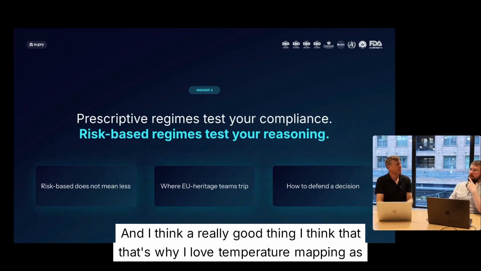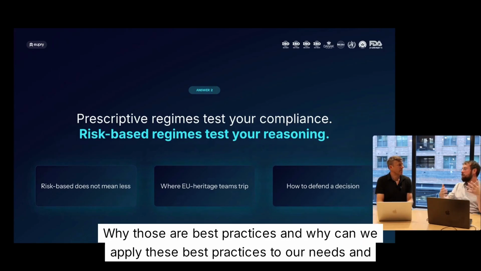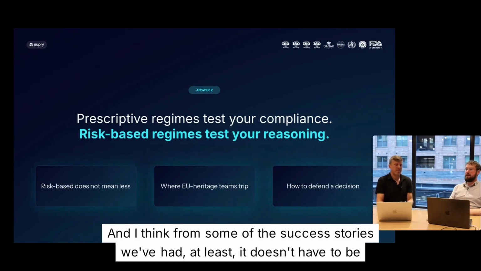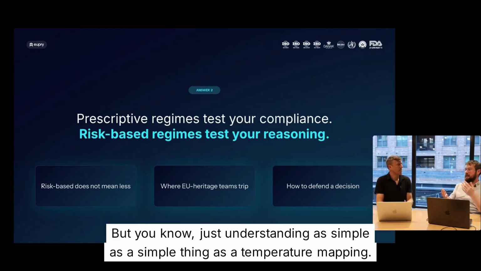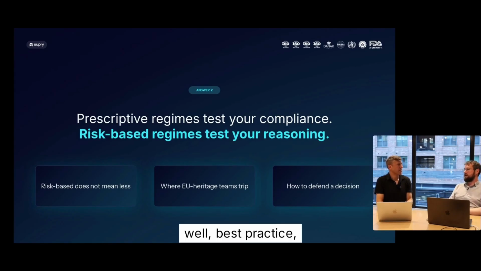practices. And that's why I love temperature mapping as well, as most of the guidelines out there describe a lot of the best practices, but do you understand why those are best practices? And why can we apply these best practices to our needs and to our processes as well? And having that description in place. From some of the success stories we've had, it doesn't have to be an enormous amount of work, but just understanding something as simple as why the temperature mapping sensors will be placed in the corners and the center of the volume. Why? Well, best practice, try again.